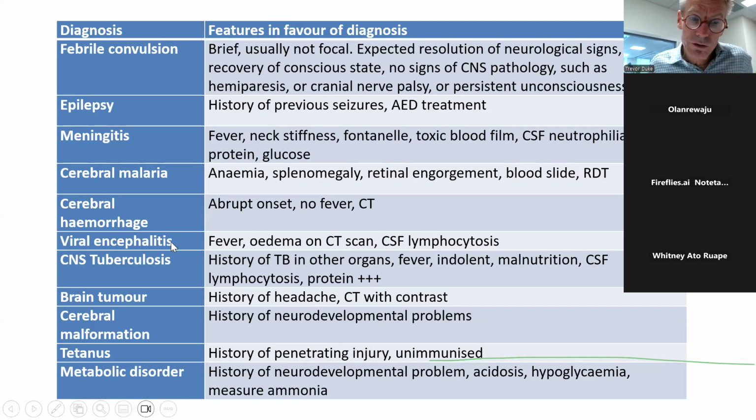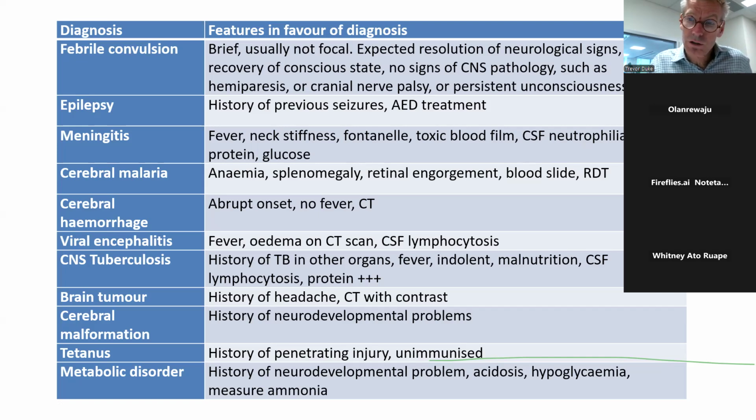We know the clinical features of viral encephalitis. Again, non-specific, it's hard to distinguish them from bacterial meningitis and CNS tuberculosis. Sometimes you'll be able to identify that on the history of other features that are consistent with TB. Brain tumors usually, not always, but often there's a history of headache. Sometimes there's a neurological deficit. And if you're going to do a CT to rule out cerebral hemorrhage and try to diagnose a brain tumor, then you need to use contrast for the brain tumor, not for the cerebral hemorrhage.